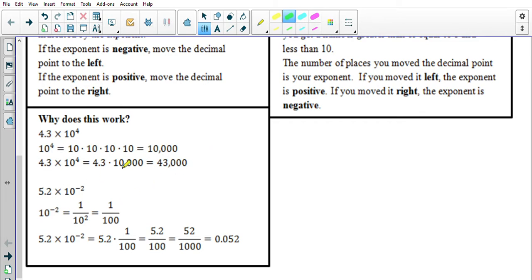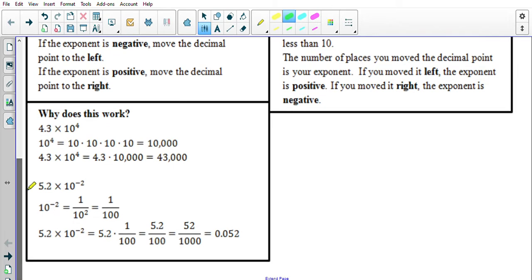What if we have something like 5.2 times 10 to the negative second power? Well, remember that 10 to the negative second power is 1 over 10 squared, or 1/100th. So it's like taking 5.2 times 1/100th, which is 5.2 over 100. That's the same as 52 out of 1,000, which is 0.052. Again, another option you have is just take the decimal point, move it to the left 2 places. To the left because of the negative exponent, and 2 places because the exponent is a 2.